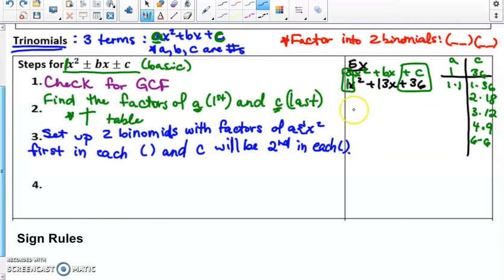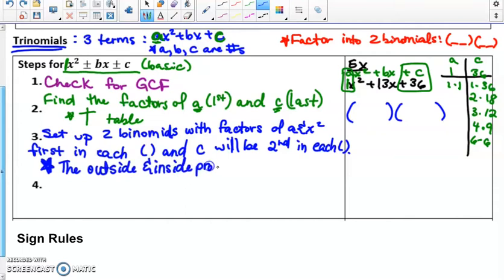So we set up the two binomials. We set up two parentheses for two terms each. We're going to pull our factors in here, but here's the key part of step 3. So big star. The outside and inside products. That goes back to FOIL. So the outer and the inner. So the outside and inside products. Products just means we multiply them. That's what we do for the FOIL.